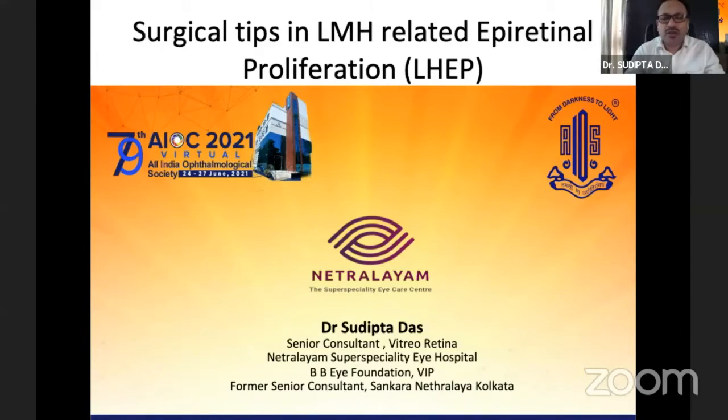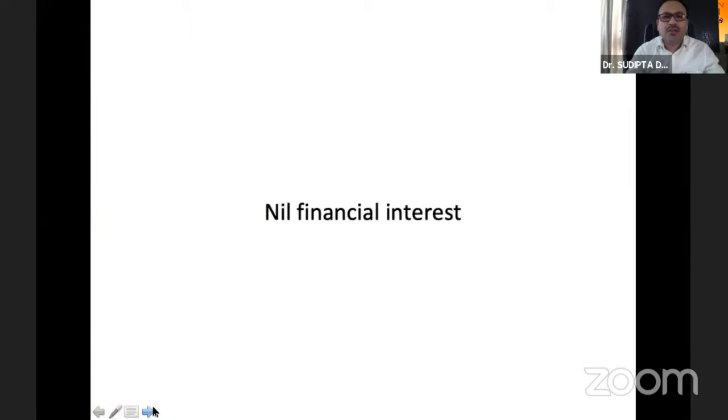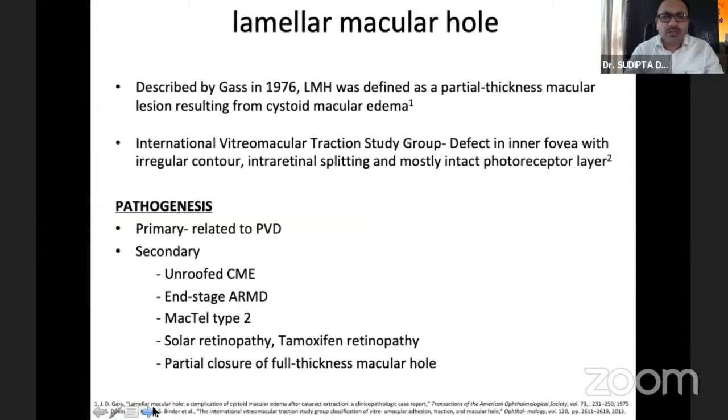I'll go through a few surgical tips related to LMH-related epiretinal proliferation. As you all know, it was described by Gass in 1976, who thought it was a partial thickness lesion resulting from cystoid macular edema. The International Vitreomacular Traction Study Group has defined it as a defect in the inner fovea with irregular contour, intraretinal splitting, and a mostly intact photoreceptor layer.